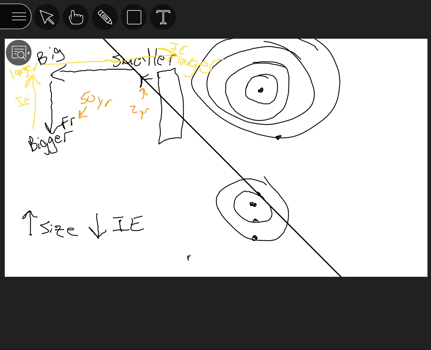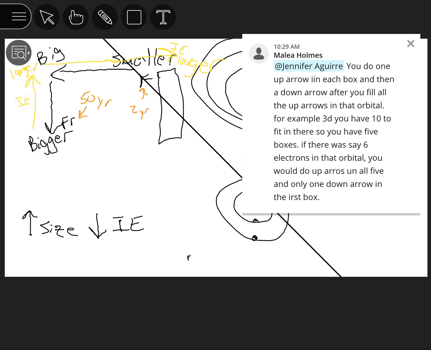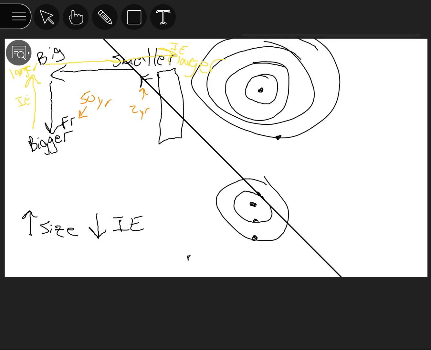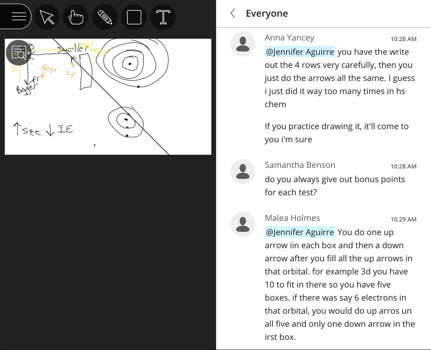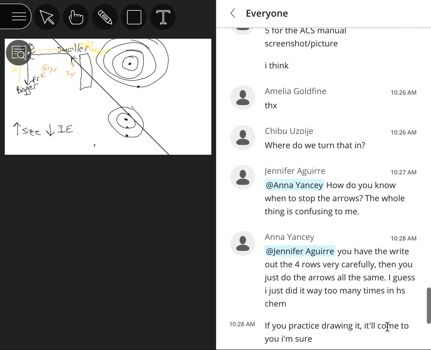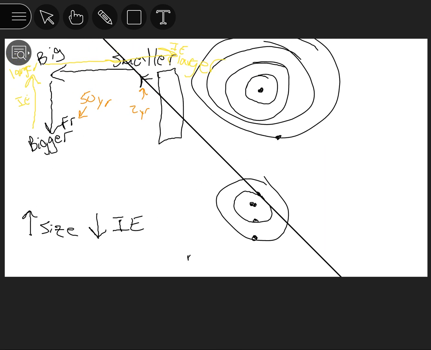Do you cover the lowest score from the final? Yes, I do cover the lowest score from the final. Five points. Yeah, we still have actually 4 more tests in the final. And then you'll turn in the picture of your ACS book under assignments, and you'll turn that in on Friday. And yes, I always give bonus points for each test.